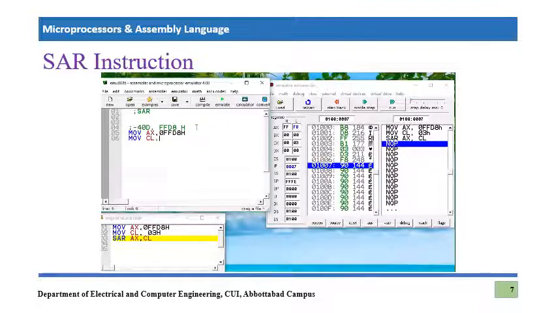So move CL is equal to 03. So minus 40 divided by 2 power 3 would become minus 40 divided by 8, that would become minus 5. So let's see how we will proceed using this shift arithmetic right. So shift arithmetic right AX comma CL will be used as a count. Okay, before we go and emulate this program, we have to do it manually.